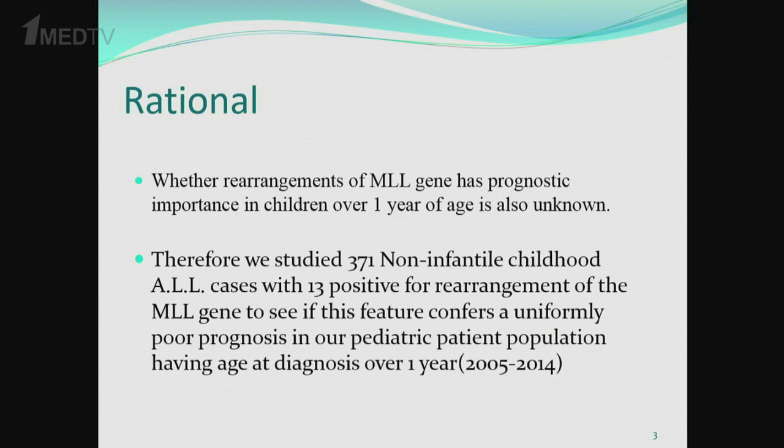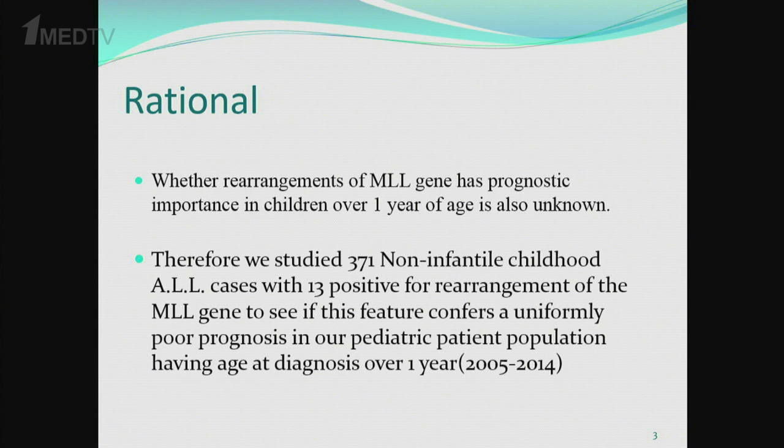Here, we would like to see how MLL rearrangement behaves in patients who are more than 1 year of age. So little is known about this MLL rearrangement and the significance of this rearrangement. Whether MLL rearrangement is of prognostic importance in children over 1 year of age or not is unknown. And what to do with those patients with MLL rearrangement? Do we need to upgrade the chemotherapy or treat them as high-risk protocol according to this or not?